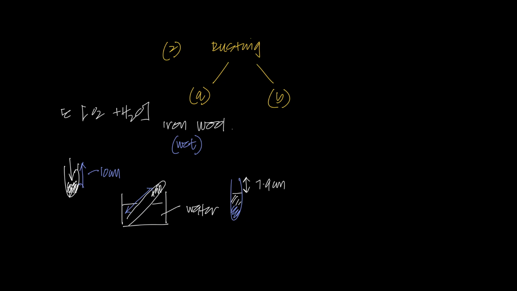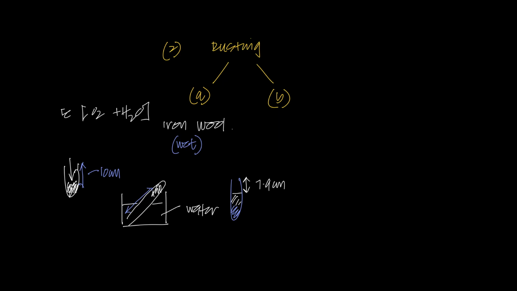What I'd realize is that initially it was 10 cm, and now it's 7.9 cm, which means there's a decrease of 2.1 cm. Why would that decrease be? That decrease would be because of oxygen being used up. This water that has accumulated here is because the oxygen was used up, and that created a vacuum for the water to go inside this test tube, right?